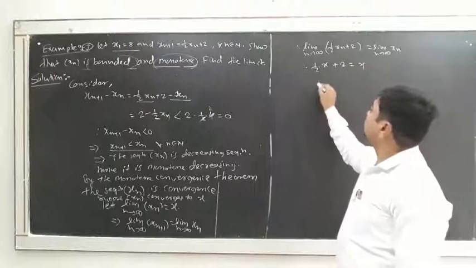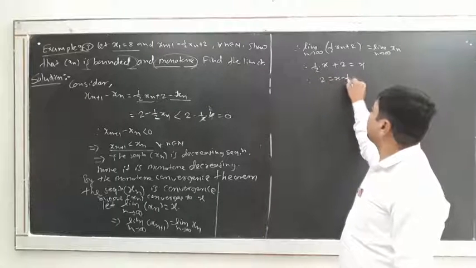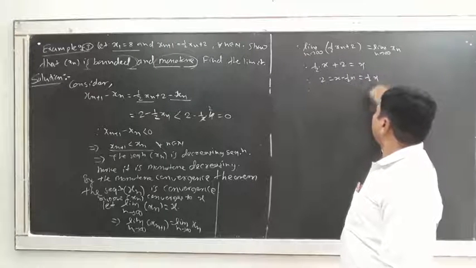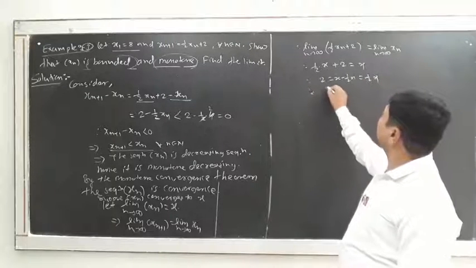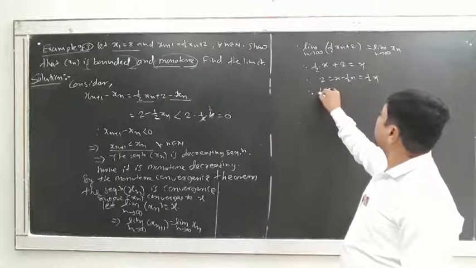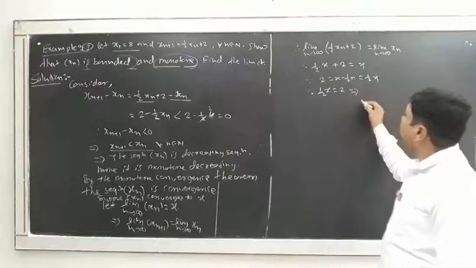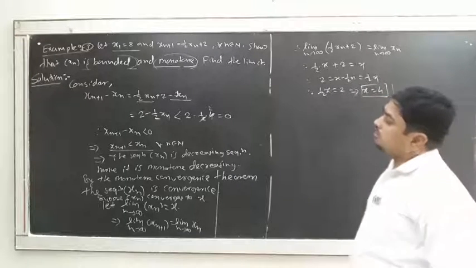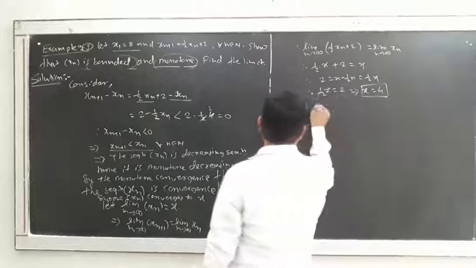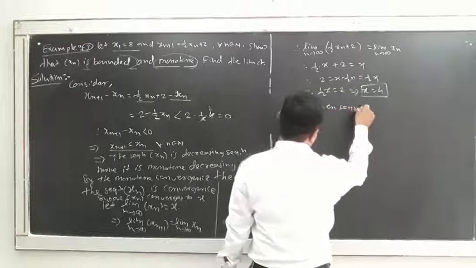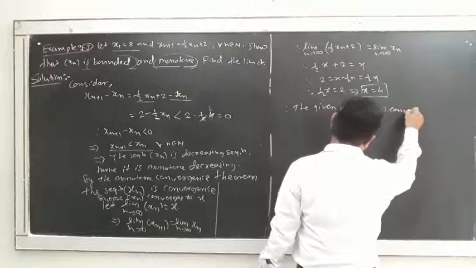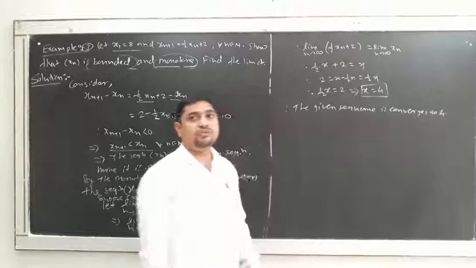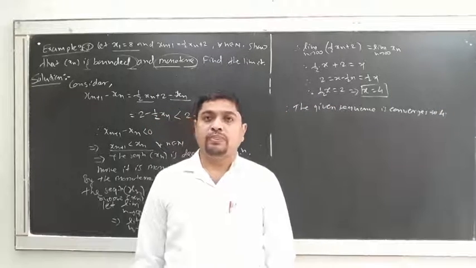If you try to solve this, 2 is equal to x minus half x, and therefore it is nothing but 1 upon 2 x, so 1 upon 2 x is equal to 2. Therefore x is equal to 4. Therefore the given sequence converges to 4. Okay, in a similar way we will solve so many problems.